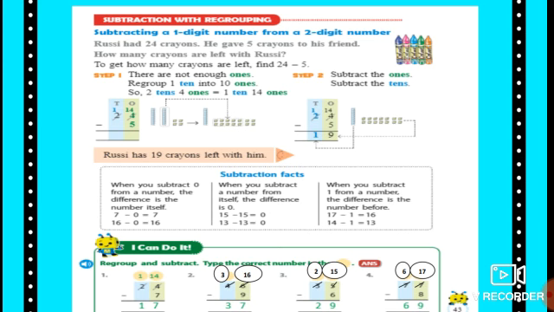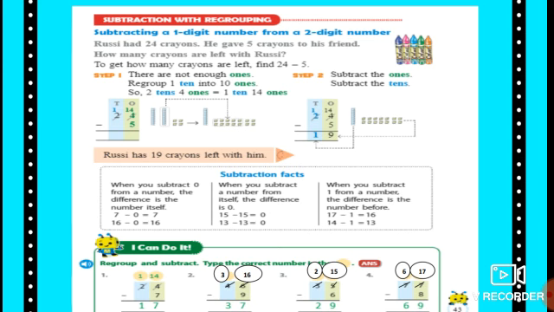Read the statement, students. Rusi had 24 crayons. He gave 5 crayons to his friend. How many crayons are left with Rusi? So, Rusi was having 24 crayons in total, but he gave 5 crayons to his friend. It means his friend took away the 5 crayons from him. So now, how many crayons are left with Rusi? Students, this word left is telling us that we have to subtract.